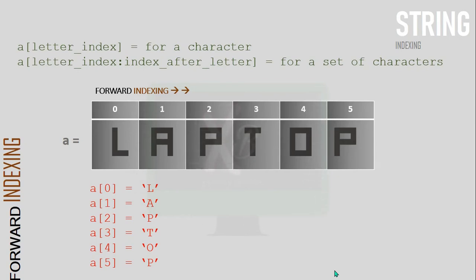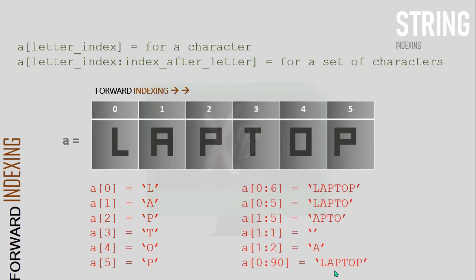Now in the second command, I see here that A square bracket letter_index, same as above, but we have a colon and then index_after_letter. Now this is for a set of characters. For example, you can see here A bracket open 0:6. So what happens? It takes the letter_index as the first value. So what is A[0]? That is L. And then what is the second thing we should write after the colon? Index_after_letter.